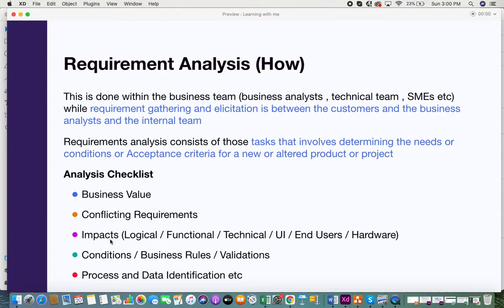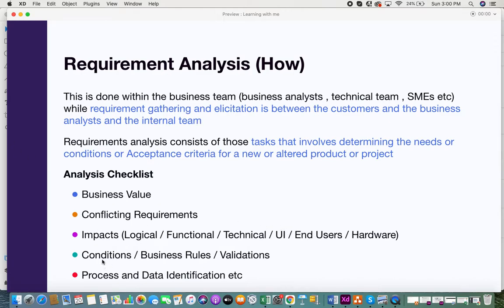Then you need to analyze the impacts, the logical impacts, if this requirement is going to impact the system logically. Functional impacts, technical impacts, impacts related to the user interface. Will it impact the end users, the way they are going to receive this particular requirement, or will it be a drastic impact on them? Will there be any impact on the hardware? All these impacts also need to be analyzed during the requirement analysis phase.